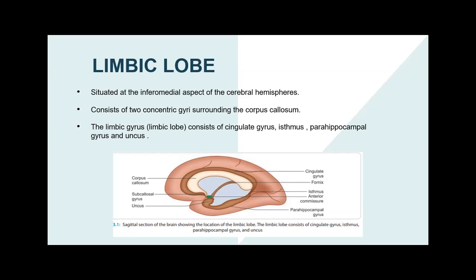The limbic lobe is situated in the inferomedial aspect of the cerebral hemispheres. It consists of two concentric gyri surrounding the corpus callosum, as you can see in this picture. The limbic lobe basically consists of the cingulate gyrus, then the isthmus, then the parahippocampal gyrus, and then the uncus.